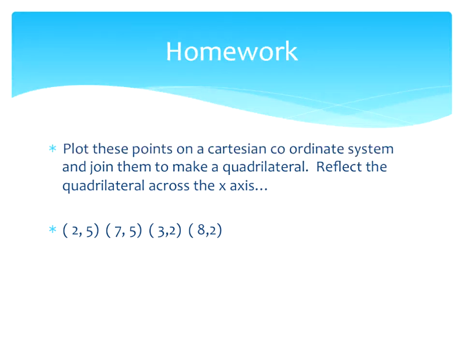I'm going to take you to the homework page. Here's the homework page. Stephen, if you want to write this down. Plot these points on a Cartesian coordinate system and join them to make a quadrilateral, and then reflect the quadrilateral across the x-axis. So it sounds like a lot, but it's really not. You're just drawing one thing and you're reflecting it. So if you can't remember how to reflect, you're going to go back and re-listen to this video. So Stephen, as soon as you've got your homework done, then you can go, but thank you very much. So the points are 2, 5, 7, 5, 3, 2, and 8, 2.